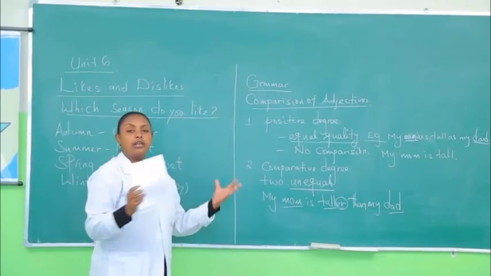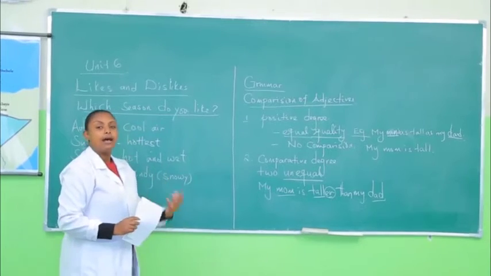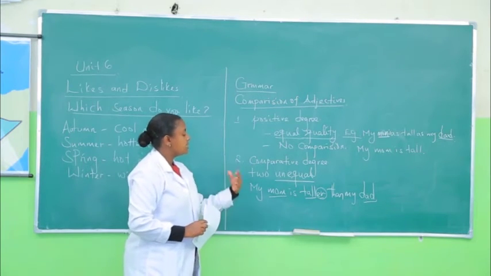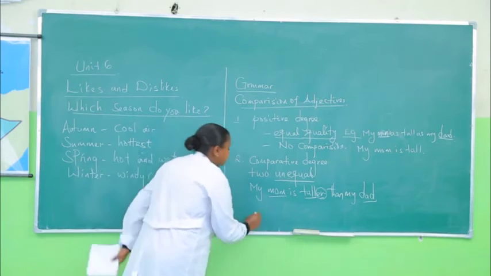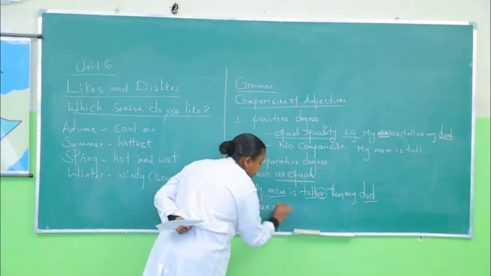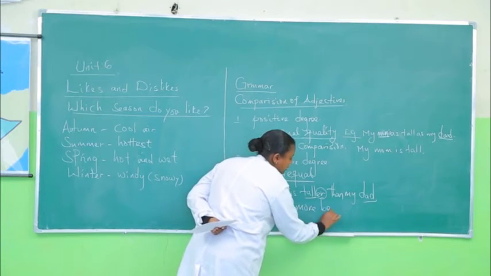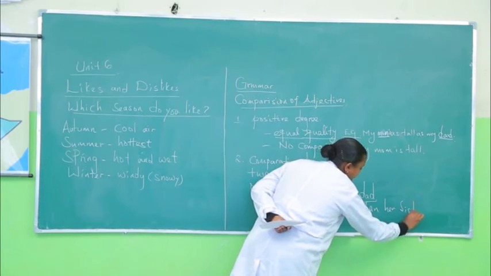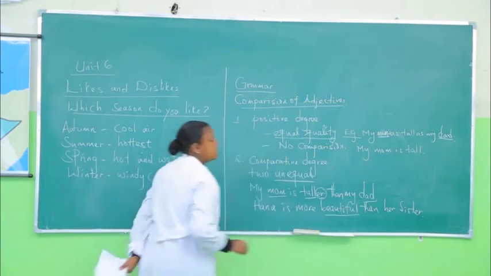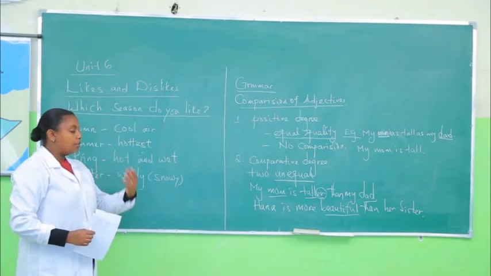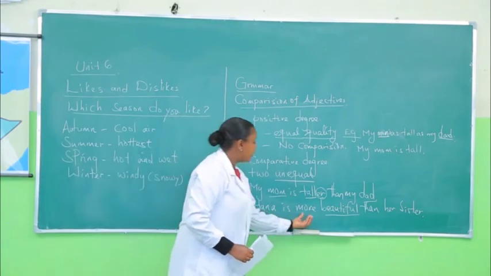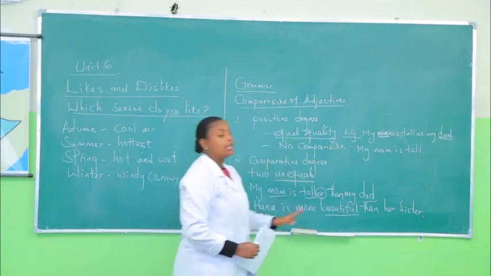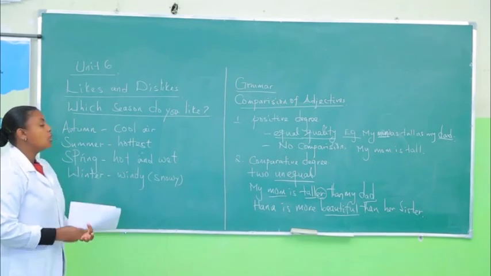But if I am using very long words like interesting, beautiful, attractive, then I'm going to use more. For example, Hannah is more beautiful than her sister. Look, beautiful is a word with more than one syllable. So I used more for comparing Hannah with her sister. Again, I'm comparing Hannah with her sister with unequal quality. So this is when we use comparative degrees.